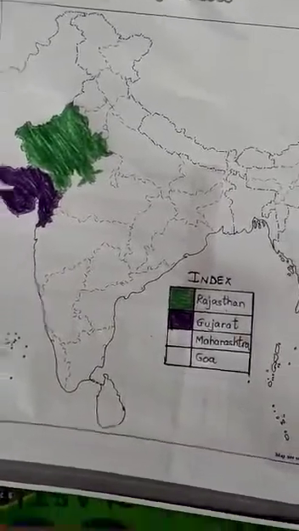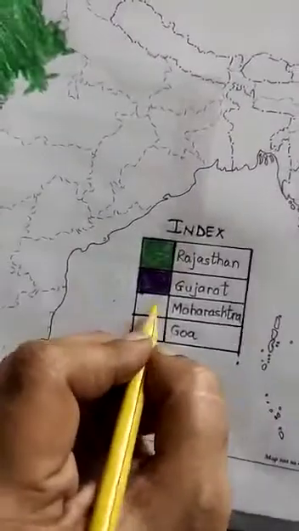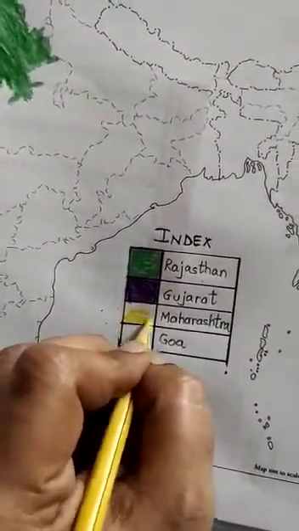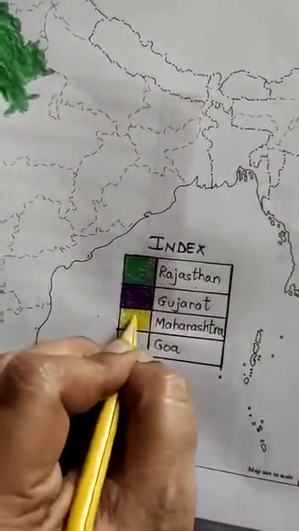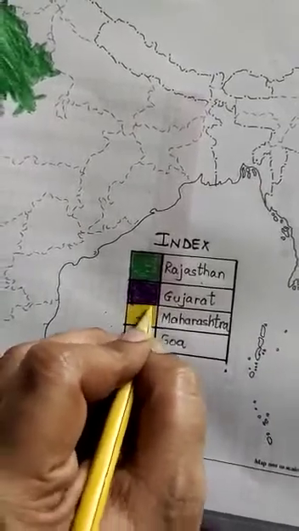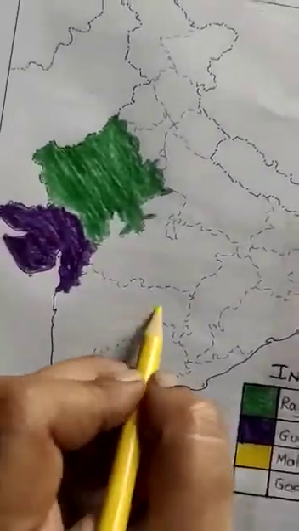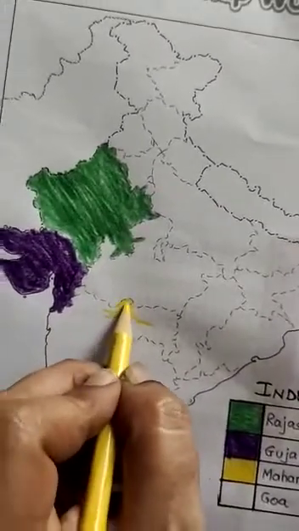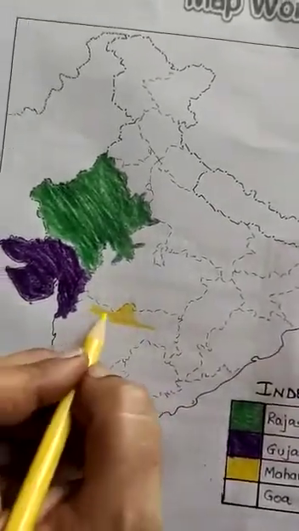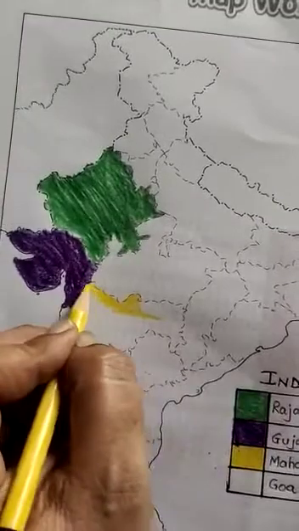Now, which is the third state which is marked? It is Maharashtra. So what I am going to do is color Maharashtra with a yellow color. I picked up yellow color. Children, you can pick up any color of your choice, whichever you like. But make sure the color used in the index should be the same color you use to mark the state.